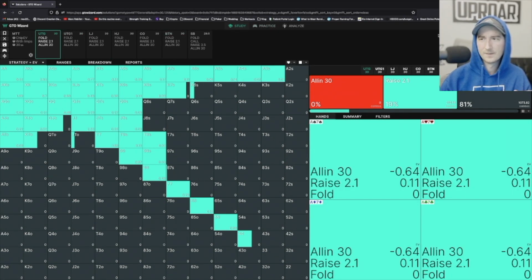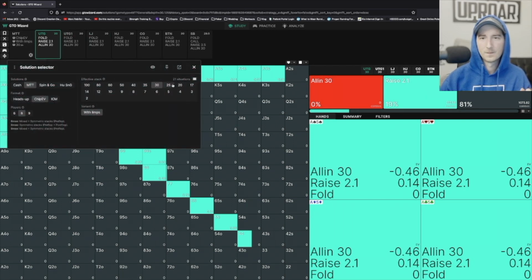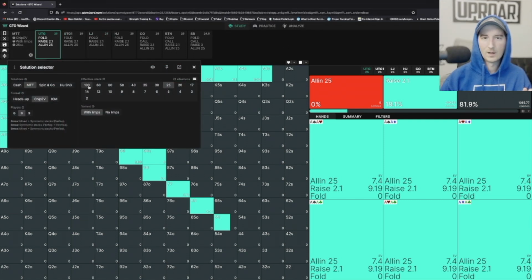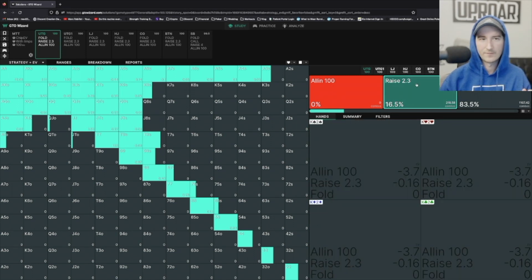You can see the percentage of hands that we open is 19. As we go to 25%, it goes to 18.1. So we're tightening up now. Whereas at 100, we're at 16.5. So it's interesting that there's a loosening and then a tightening.